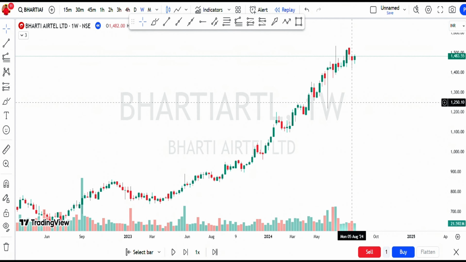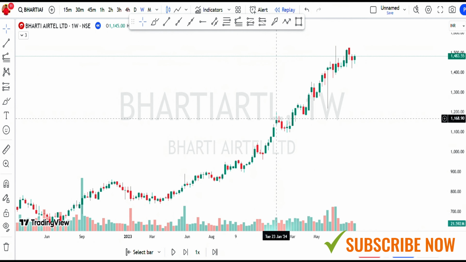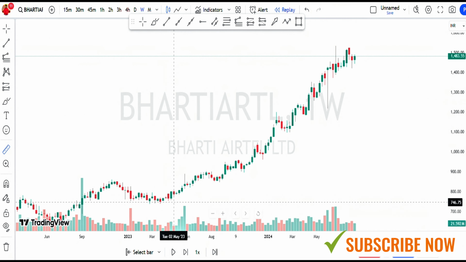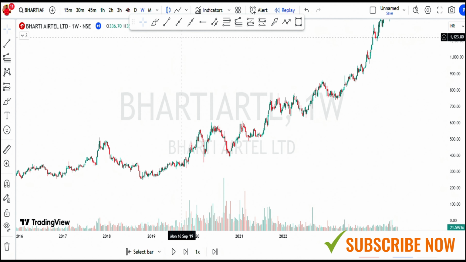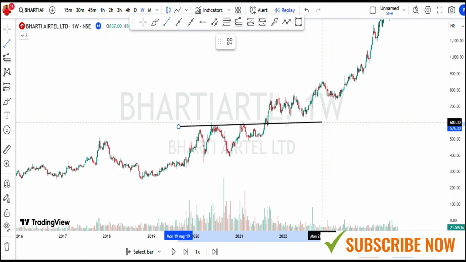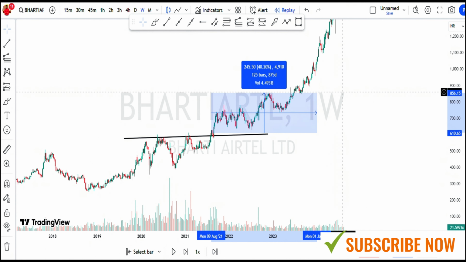Hello friends, this is Bharti Airtel on the weekly time frame. So what do we see on Bharti Airtel? It's on a continuous rally, right? From the low, the stock has rallied 100% return. Whenever the stock gives a breakout over this place, the stock rallies, right? The stock gives around 40%.